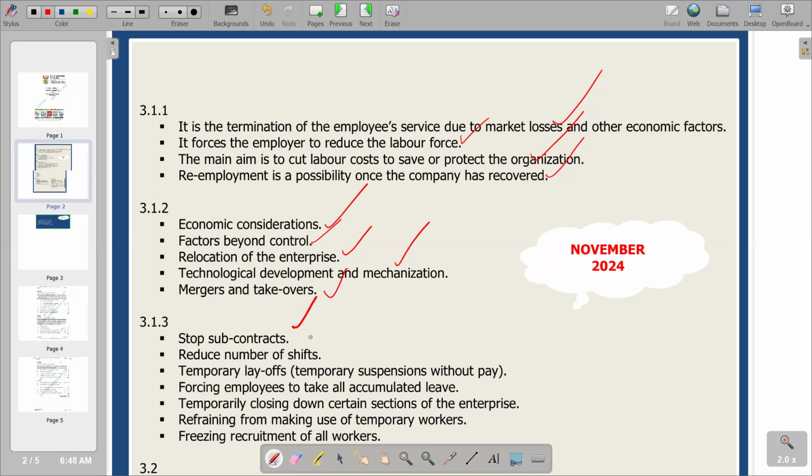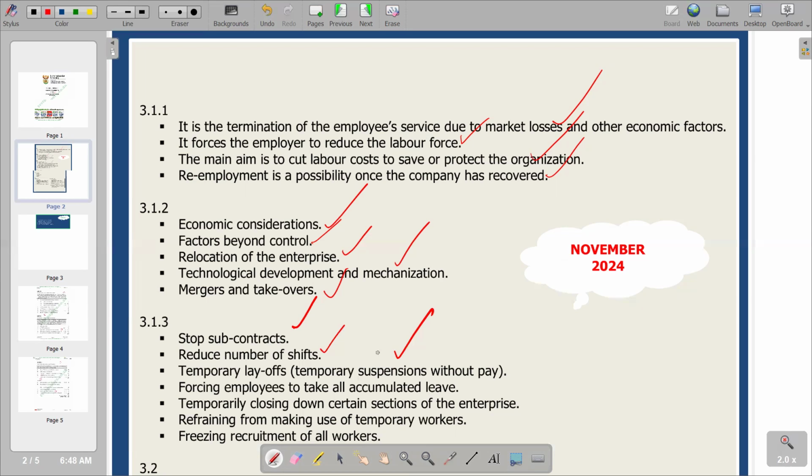Also, by reducing the number of shifts, the number of working hours is reduced per worker, and this is going to allow all the workers to be accommodated. And then we have temporary layoffs, that is temporary suspensions without pay. It means we stop them from coming to work for a certain period of time, then they come back to work. When they are at home, they are not going to be paid, and this will obviously resuscitate the operating processes by saving costs.